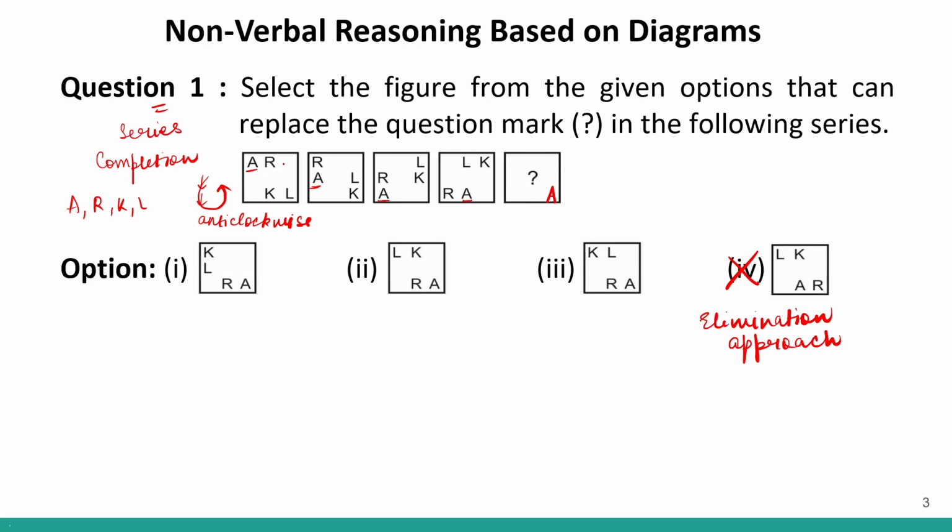Now let us look at R. R is moving from here to here. Similarly here and here. So R is again moving like this. This is which direction? This is your anti-clockwise direction. So R is also moving in anti-clockwise direction. So R will come in which position? R will come over here.